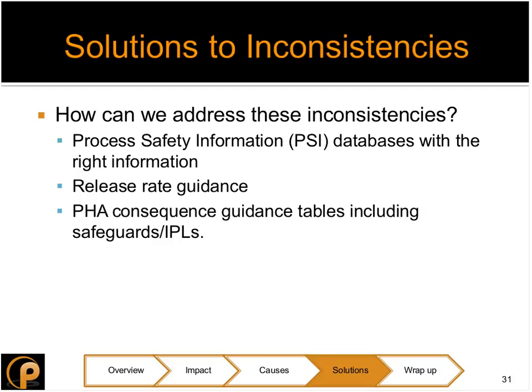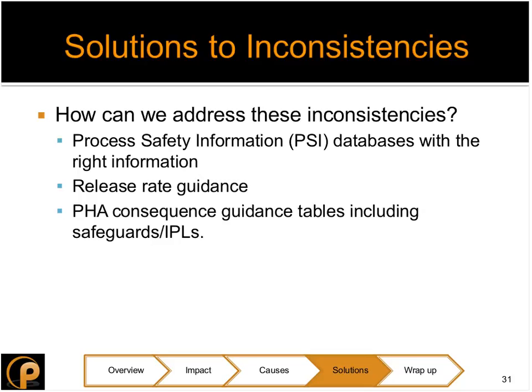The first thing we're going to talk about is process safety information databases that have the right information and can be verified. We're also going to talk about release rate guidance to help people come up with a severity. Lastly, we're going to talk about PHA consequence guidance tables, which help you out in determining the severity along with the safeguards that are available and the IPLs that can be used.